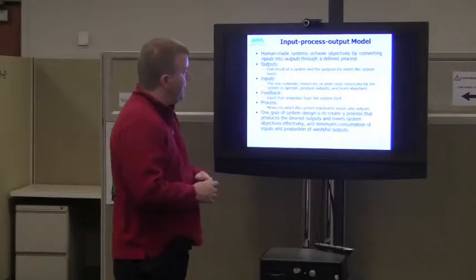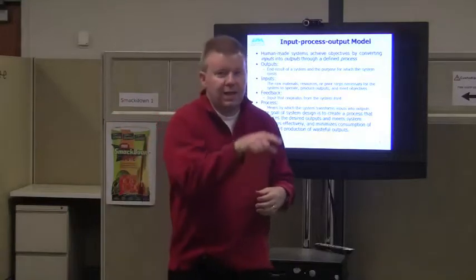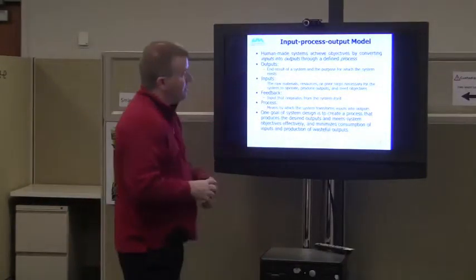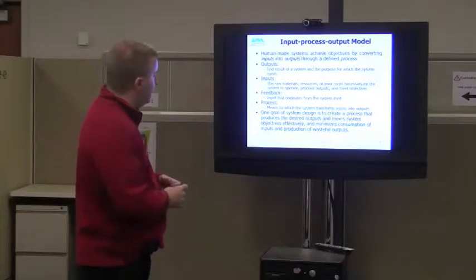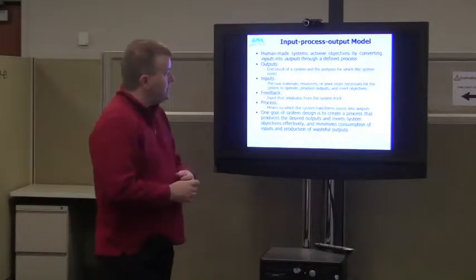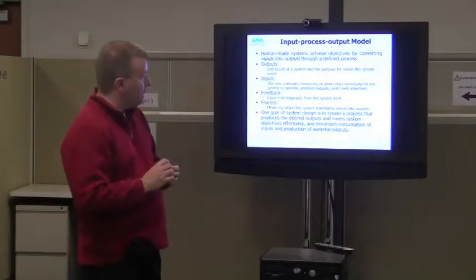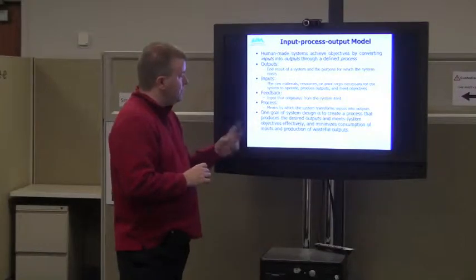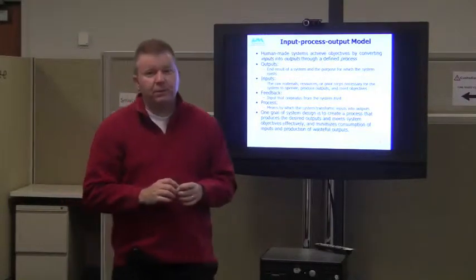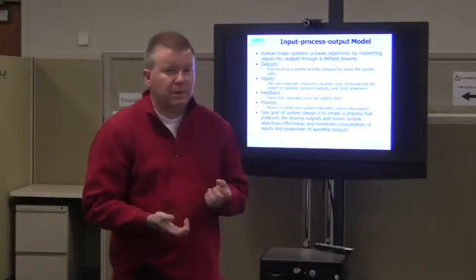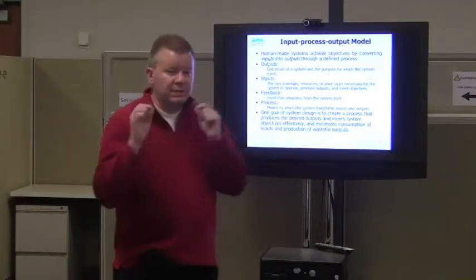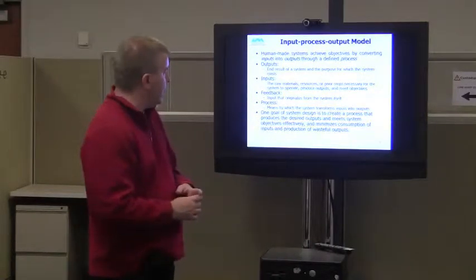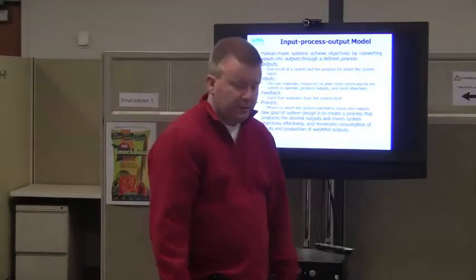Feedback basically is the input that originates from the system itself, so you can have this feedback loop to make things better, right? And process is the means by which the system transforms inputs into outputs. So one goal of system design is to create a process that produces the desired outputs and meets the system's objectives effectively, and minimizes consumption of inputs and production of wasteful outputs. So you want a very efficient system where the least amount of input gives us exactly the output we want, right? That's what we're trying to do, get all of that effectively and efficiently, okay?